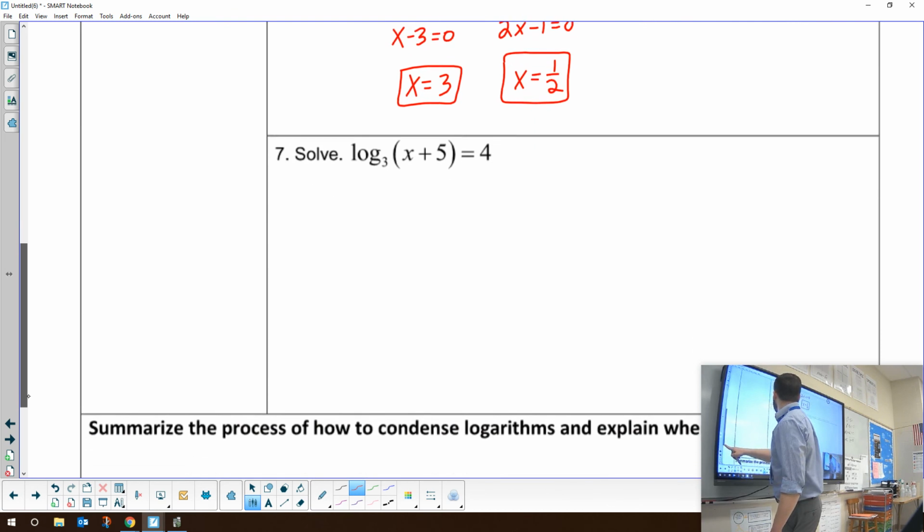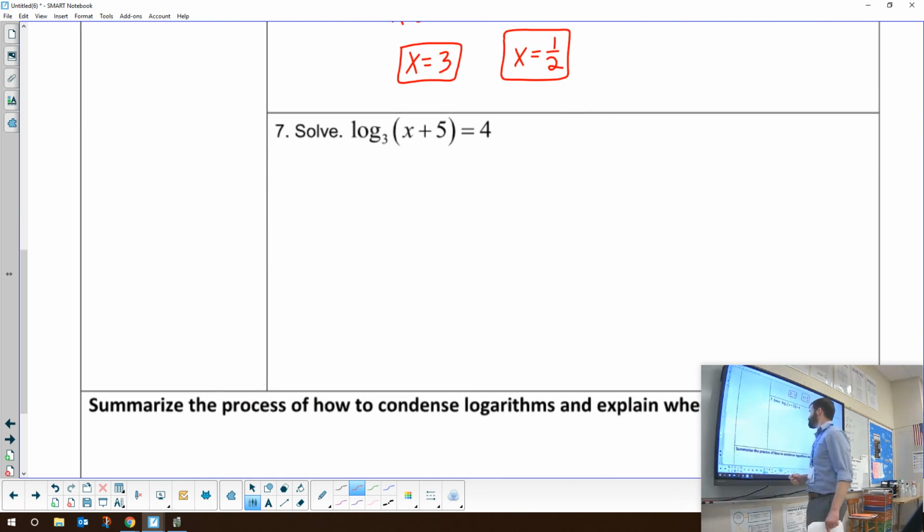All right. And our last one here, number 7. So number 7, I have log base 3 of x plus 5 equals 4. Now, this one is different from any other problem you've seen so far today. And the reason it's different is because it only has one logarithm, and my other side does not have a logarithm. So whenever we only have one logarithm, we can't just go canceling it out. We have to have one logarithm on each side to be able to cancel.